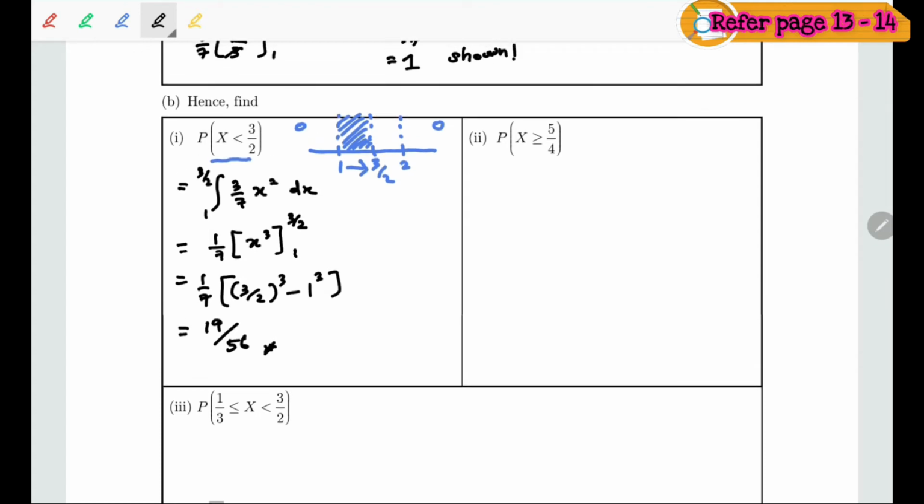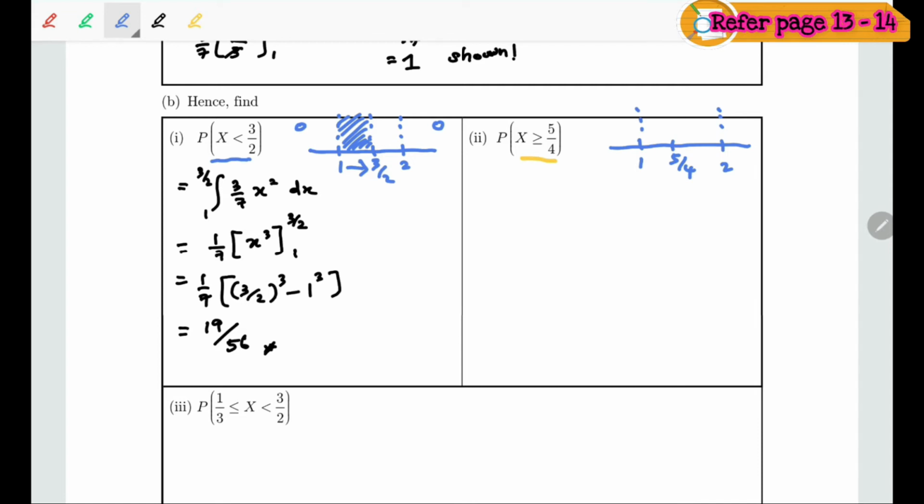Proceed with the second Roman numeral. The question asks to find x greater than or equal to 5 over 4. If we jot down the interval here, this is the part where the area is bounded from 1 until 2. Just locate the 5 over 4. 5 over 4 is 1.25, so it is supposed to be right here.